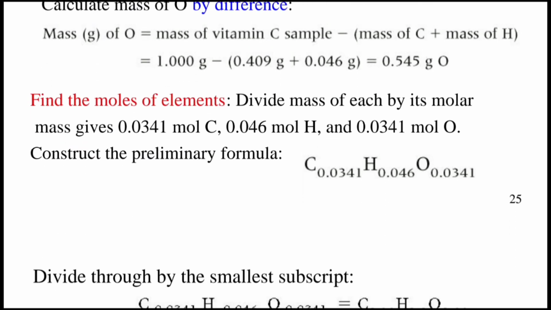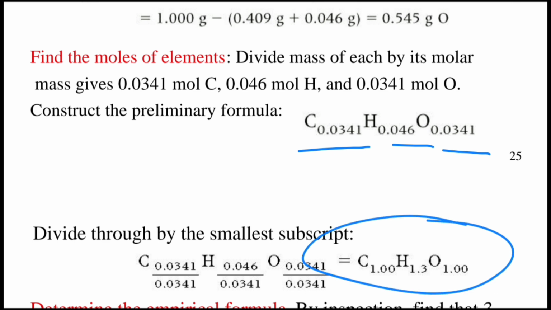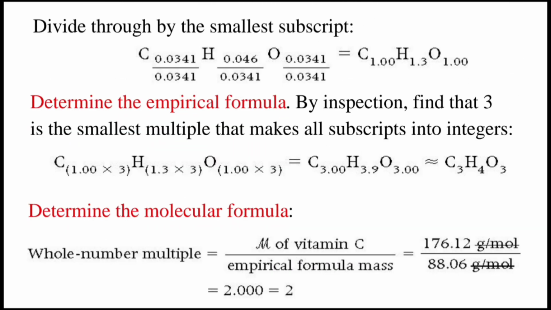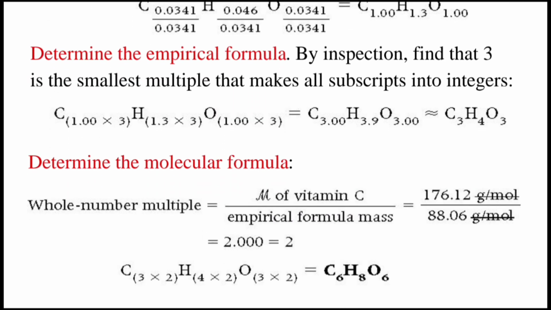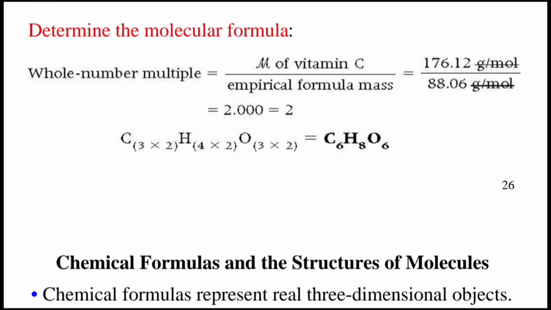Here's a question: find the moles. We have the mass of each element given. We divide by the smallest number, that is 0.0341, and we get these values. We multiply by 3, then we get C3, H4, and O3. This is a simple overview. Now determine the molecular formula by using the process we discussed earlier.